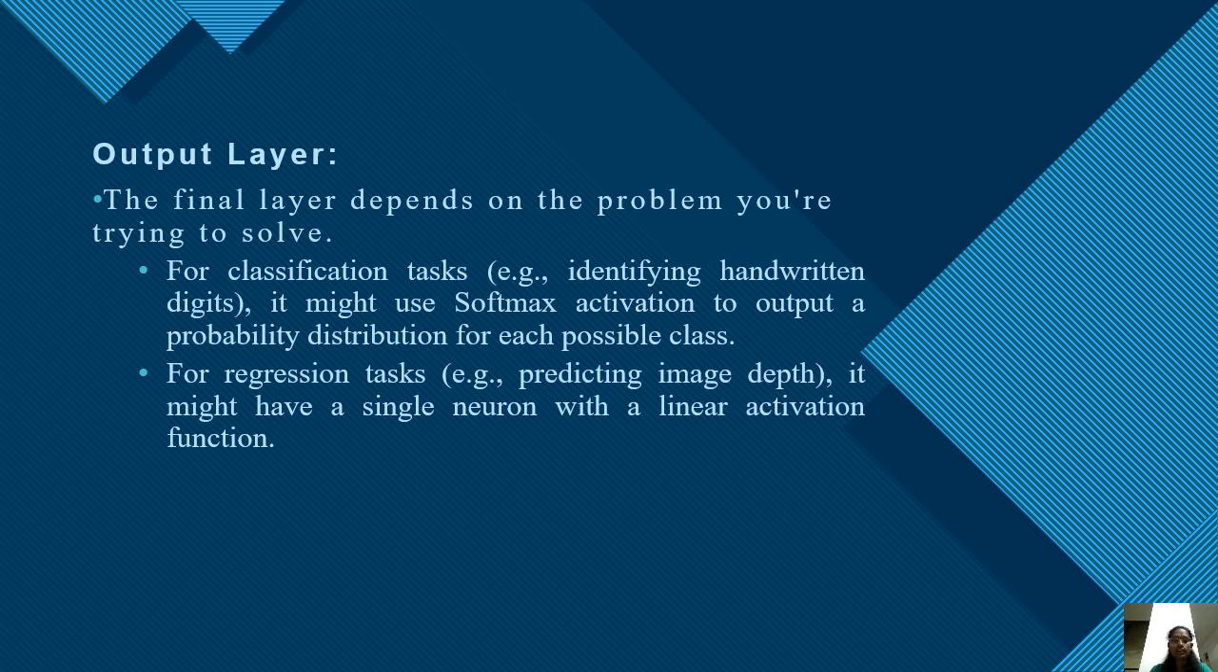The next layer is the fully connected layer. Fully connected layers are towards the end of the network. These layers resemble the traditional neural network layers.